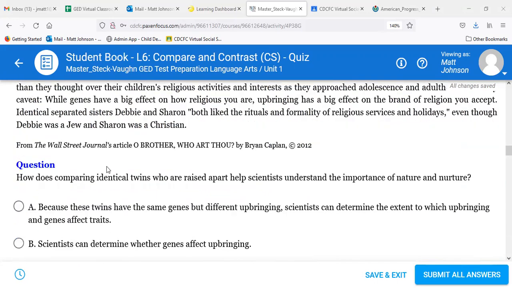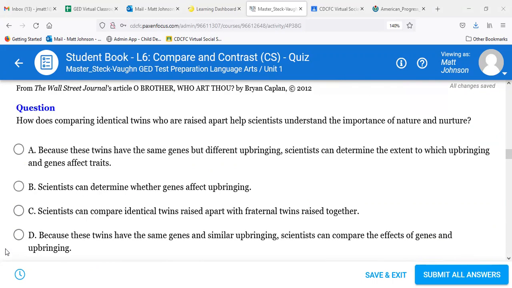Okay, so how does comparing identical twins who are raised apart help scientists understand the importance of nature and nurture? Is it A, because these twins have the same genes but different upbringing, scientists can determine the extent to which upbringing and genes affect traits; B, scientists can determine whether genes affect upbringing; C, scientists can compare identical twins raised apart with fraternal twins raised together; or D, because these twins have the same genes and similar upbringing, scientists can compare the effects of genes and upbringing.